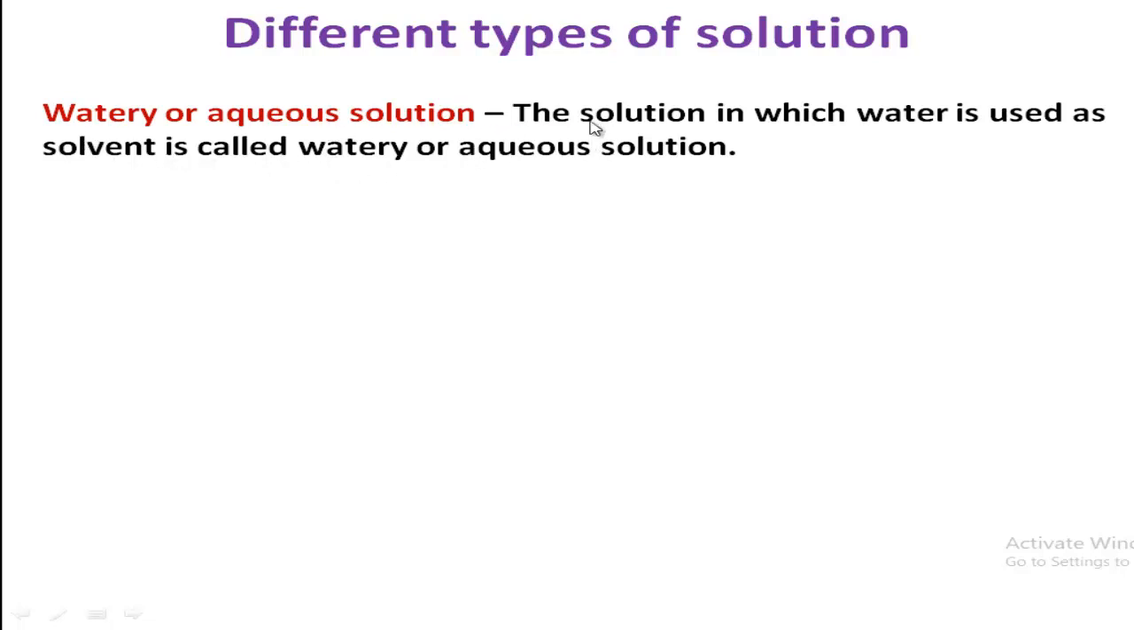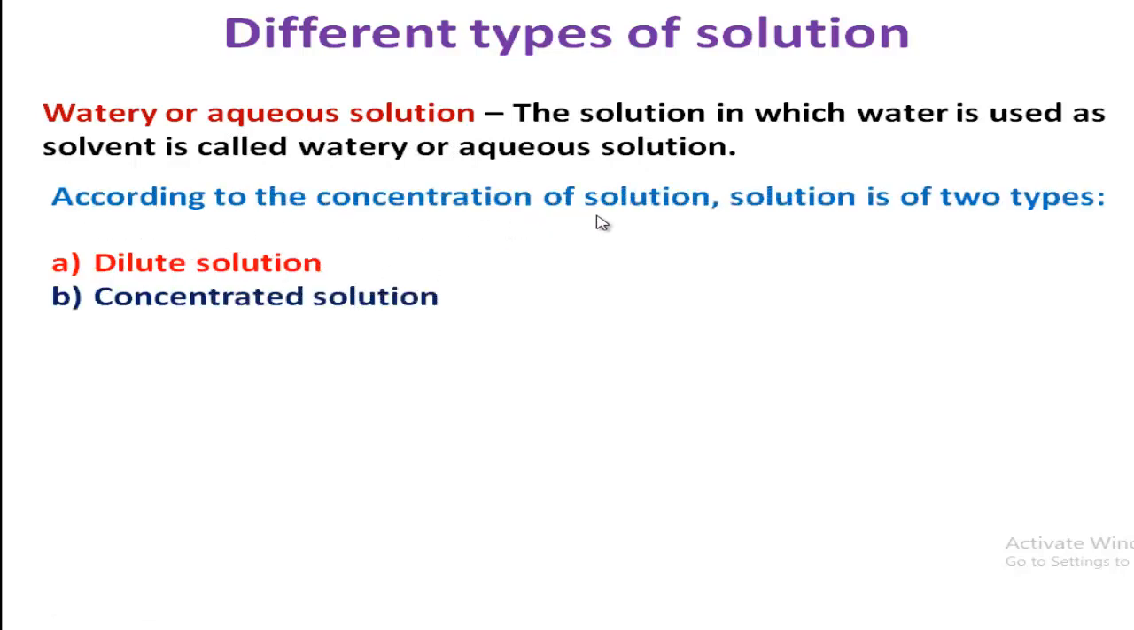Besides water, other solvents are also available. For example, acetone, alcohol, ether, spirit, etc. These are actually organic substances. You will know about these substances in higher classes. So this type of chemicals are also used as solvent, but in most cases water is used as solvent in many solutions. For this, the solution in which water is used as solvent is specifically called watery or aqueous solution.